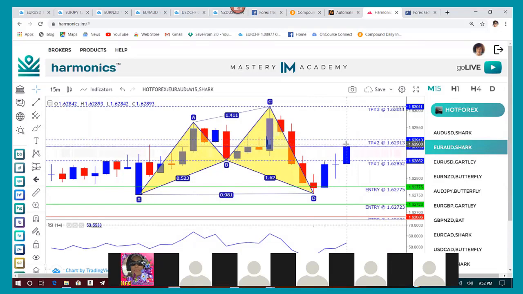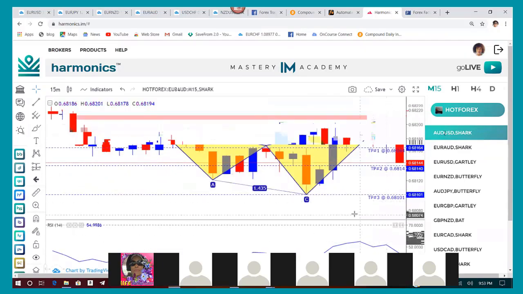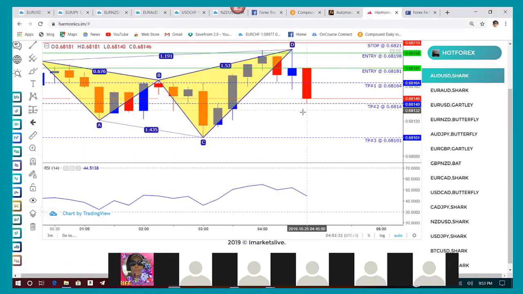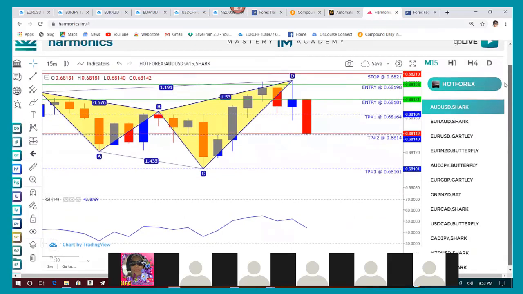Okay, so you all should have been in profit. And then AUD-USD, what's the deal with this? They're calling a sell. Okay, they're calling a sell. Is TP1 hit? TP1, that's AUD-USD, TP1. TP2. AUD-USD, yes. Actually, TP2. Okay, so AUD-USD, Euro-AUD, Euro-USD, Euro-NZD.